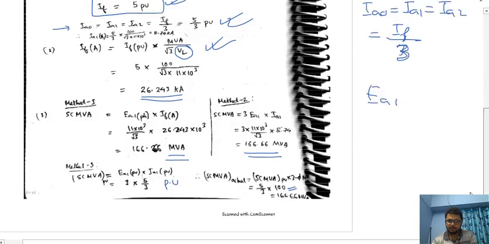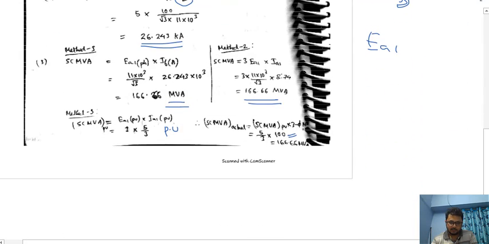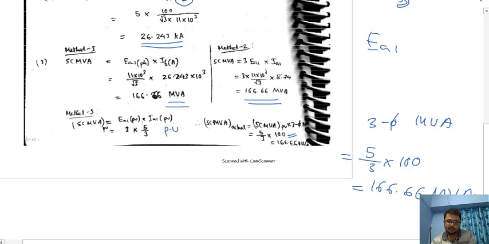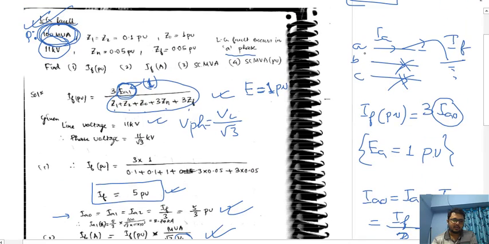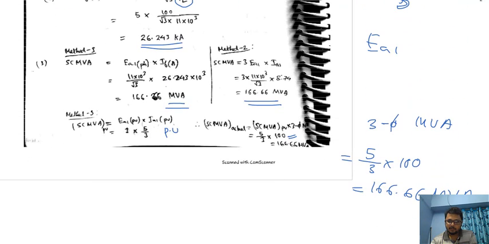So this is base MVA into short circuit MVA. Short circuit is 5/3, so 5/3 into 100. How much? 166.66 MVA. I hope the numerical is clear to all. If you have any doubt, just rewind it and see again. If you still don't understand, you can comment or tell me where you have got stuck. Is it clear?